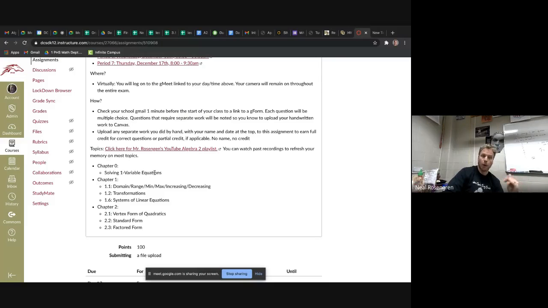And from there below, what I wanted to try to do was break down what to expect on this final and what we've done so far this year. So you've got chapter 0 stuff, which was solving one variable equations. Chapter 1, which was a little bit about functions and some lines. So you've got domain and range, mins and maxes, increasing, decreasing. I'm going to drop the positive and negative off of that and just do these 6. 1.2 was transformations. 1.6 was systems. And then all of our chapter 2 stuff with quadratics: vertex form, standard form, and then Monday's factored form that I just talked about.